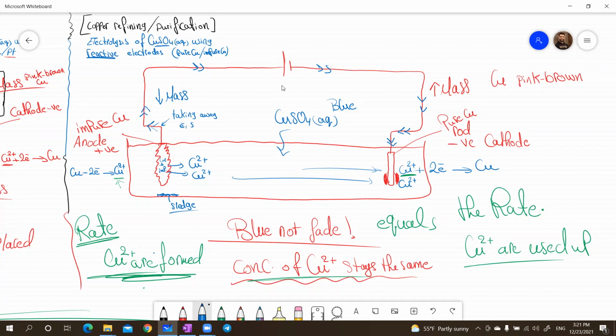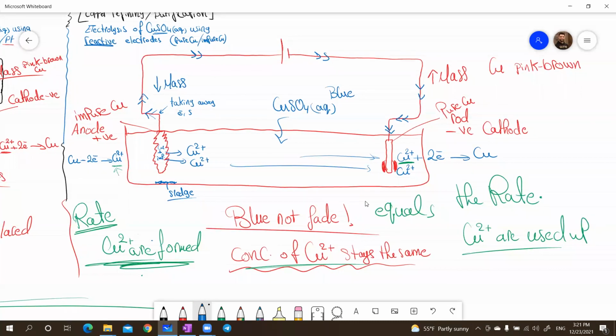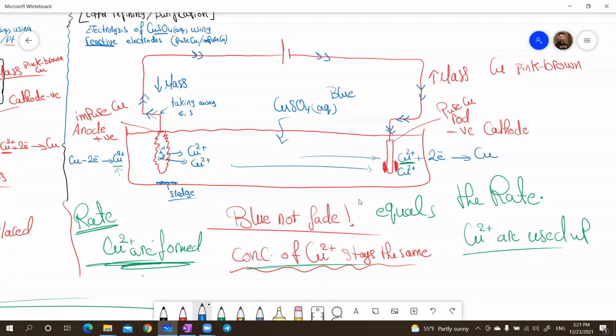And the electrolyte is aqueous copper sulfate, which is blue in color. Actually, the blue color will not fade because the concentration of the copper ions stays the same. They are formed at the anode and deposited at the cathode at the same rate. So this is why the blue color will not fade.